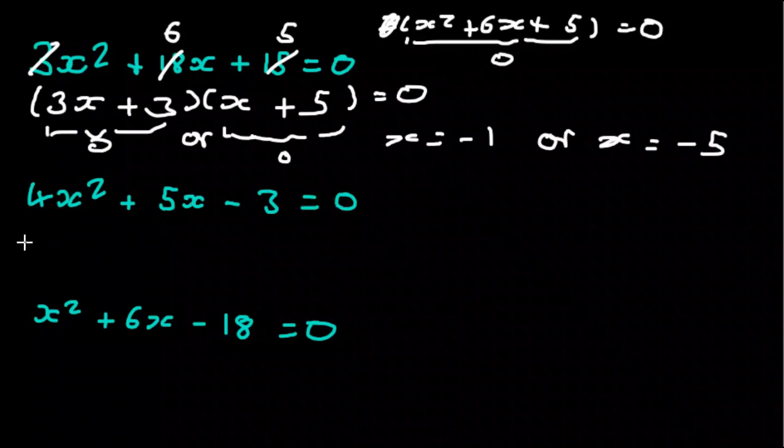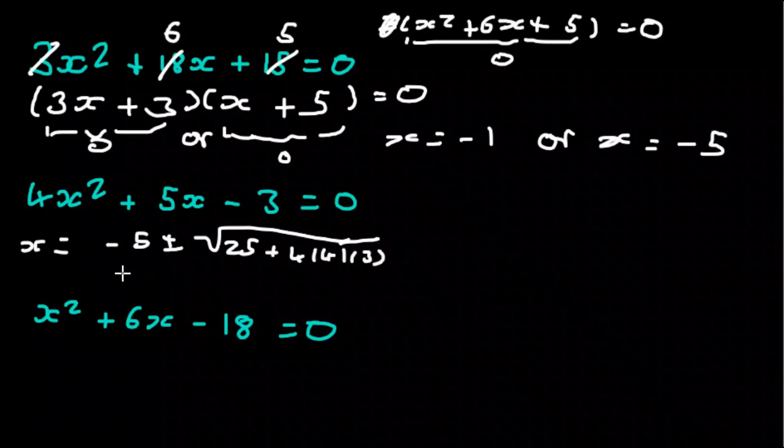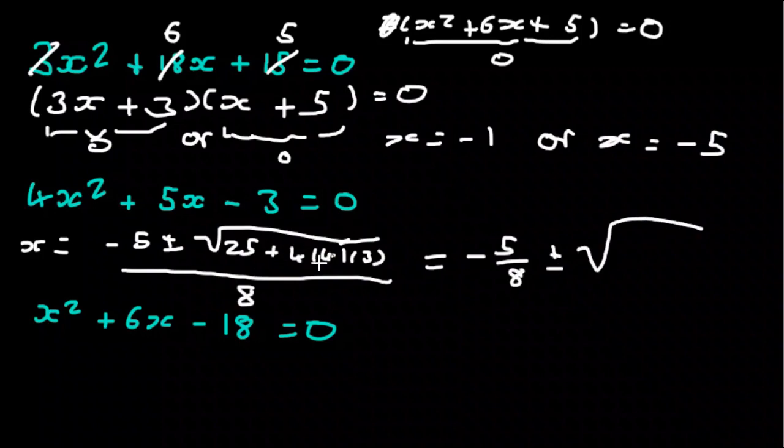This one we're going to do using the quadratic formula, so x is equal to minus b, so minus 5, plus or minus the square root of b squared, so 25, minus 4ac, but that's plus 4 times 3, because we've got a negative 3 there, all over 8. So that's equal to minus 5 over 8, plus or minus the square root of 25 plus 16 times 3, and this is going to test my mental arithmetic a bit. So 16 times 3 is 48, plus 25 should be 73, and that's over 8 as well. Okay, and we'll just leave our answer like that.